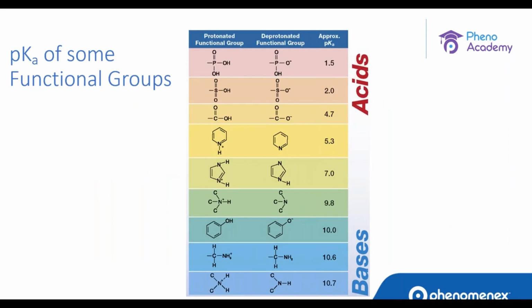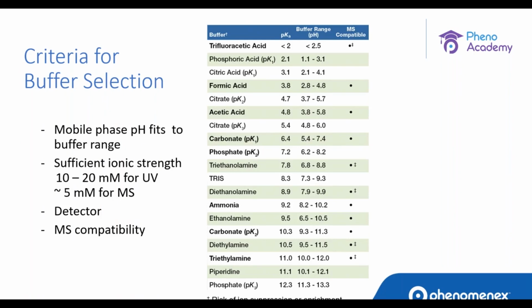I'm showing the pKa of some functional groups in this table. For example, the amino group has a much higher pKa than the carboxylic acid group. According to buffer selection, the mobile phase pH should fit the buffer range. The ideal salt concentration we can use on LC is 10 to 20 millimolar for UV, and 5 millimolar for mass spec. We also need to keep in mind that if we are using a mass spec detector, we need to choose a mass spec compatible buffer.